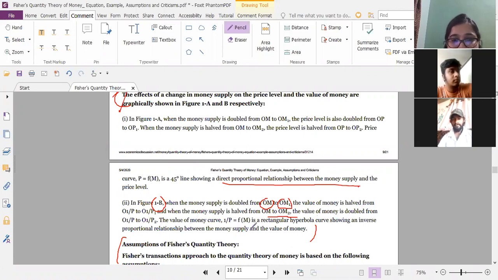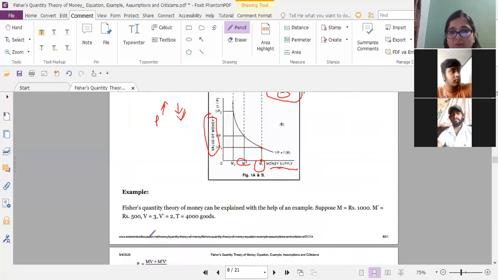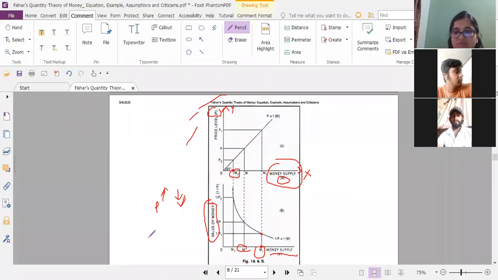So the value of money curve is 1/P equal to a function of M. There is an inverse relationship, since P is placed in the denominator. It is a rectangular hyperbola curve showing an inverse relationship between the money supply and the value of money. So inverse relationship. Now I'll show you this graph. If you want to make a note of it, you can draw this.